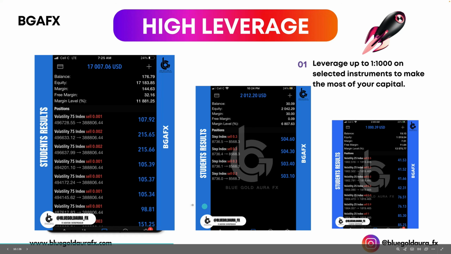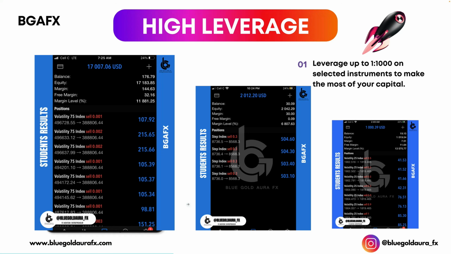With me here are 3 screenshots that you can see. On the far left we have $176 turned into $17,183, right? And then we also have $30 turned into $2,045. We also have $19 turned into $1,019, right? The reason why this is possible is because of the high leverage. Obviously, you have to have good technical skills to be able to utilize and maximize the potential of this leverage.